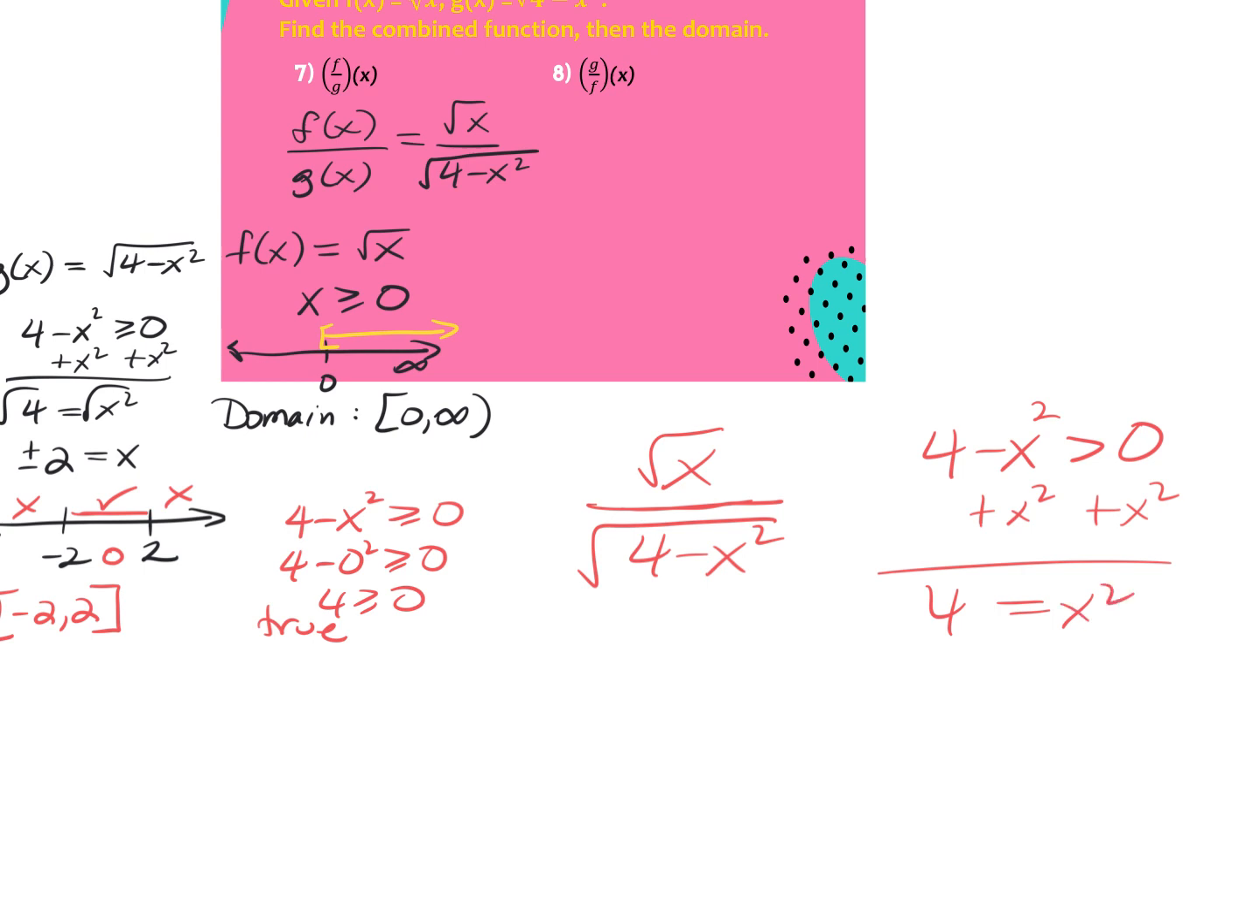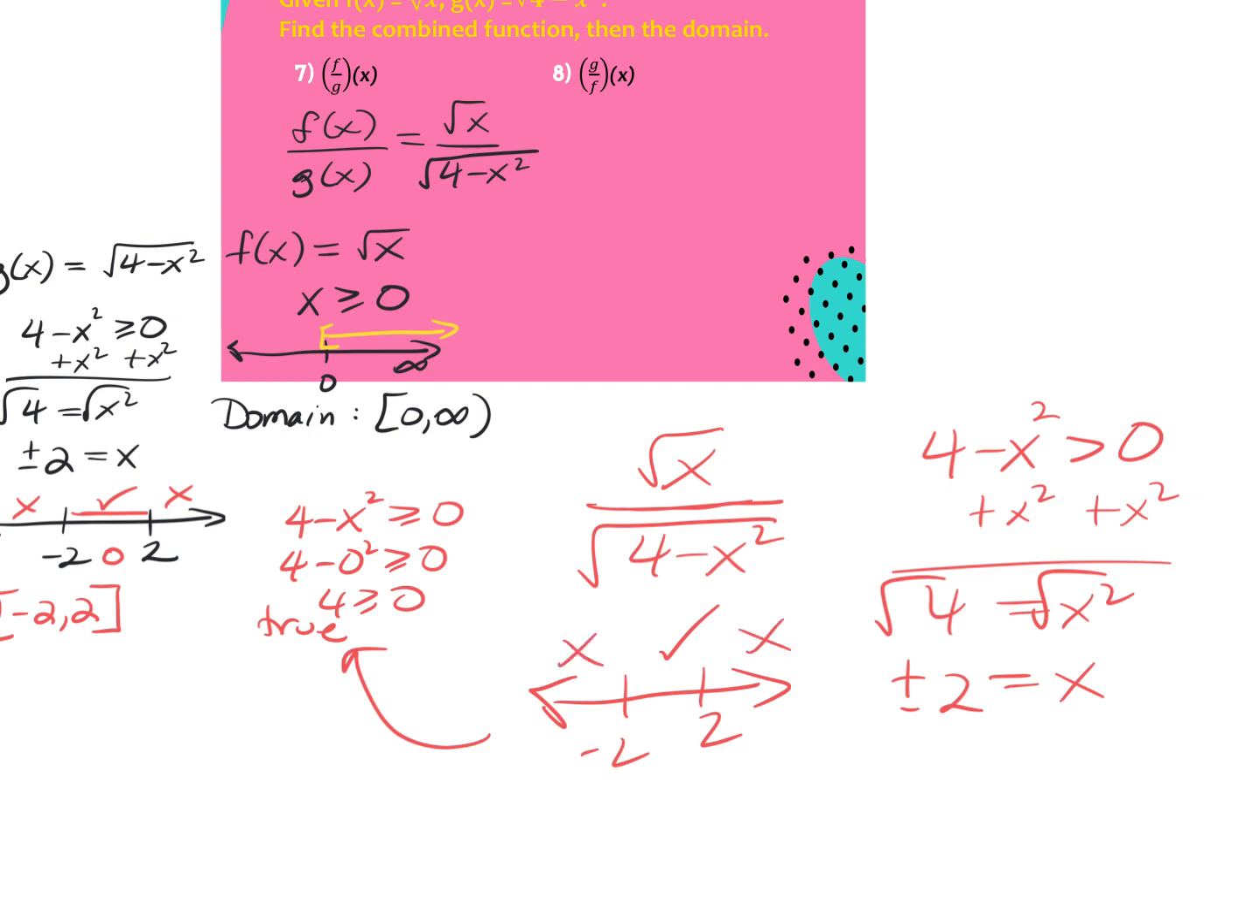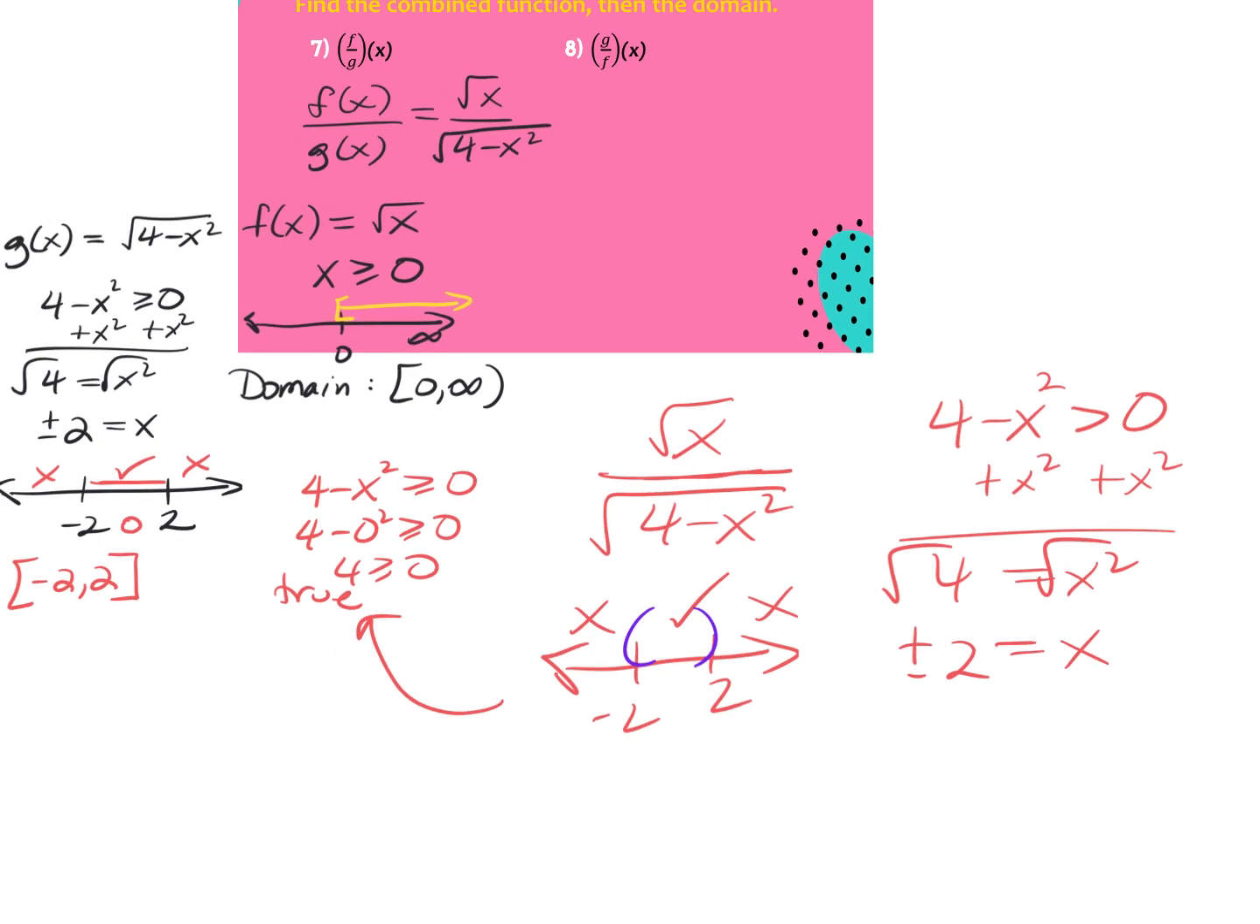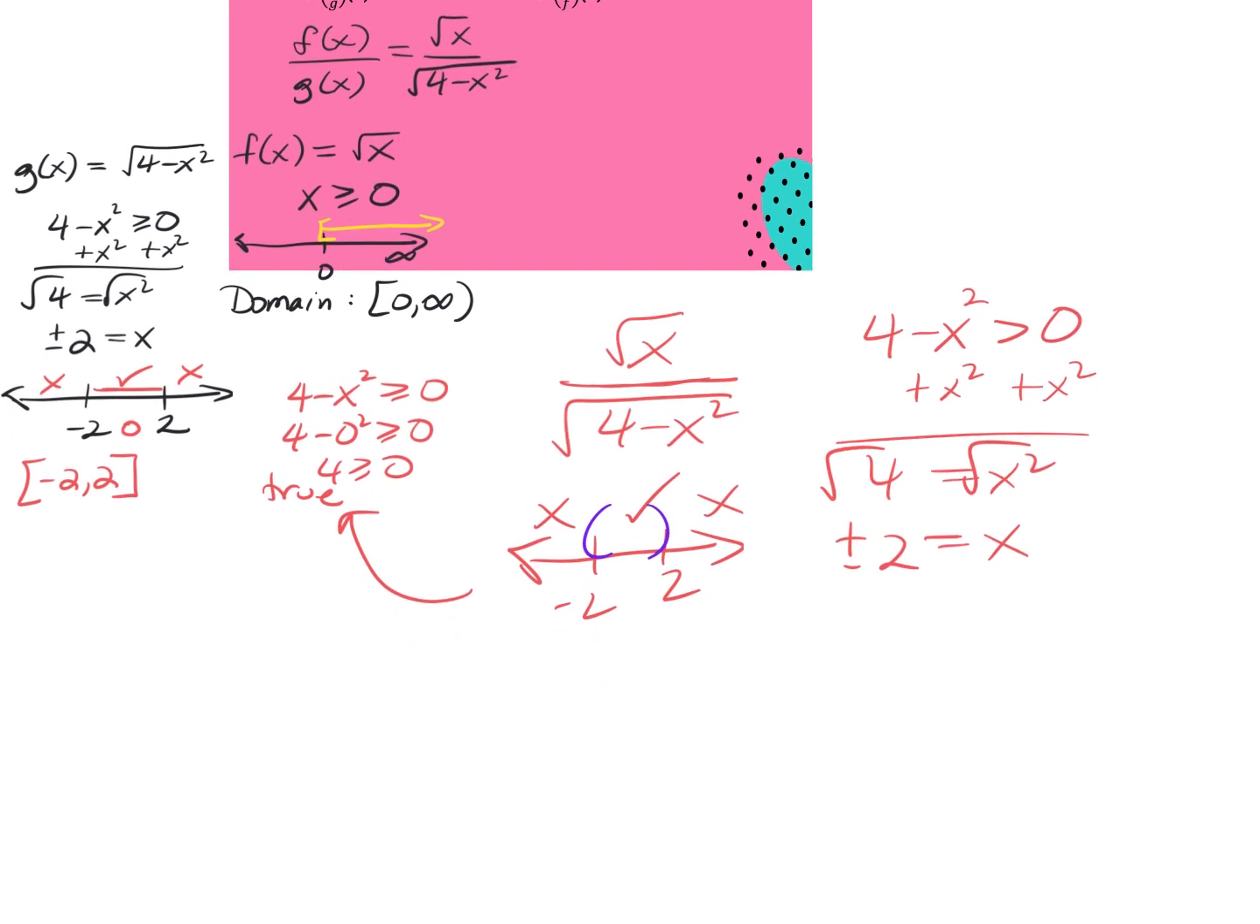And again, you solve it as if it's an equal sign to get those test points, or the breaking points, on your number line. So again, negative 2 and 2. And then we already plugged it in here, so we know this was the check mark. But because it's just the greater than symbol, this is where we're going to use parentheses. So the domain of the denominator is going to be from negative 2 to positive 2 with parentheses.